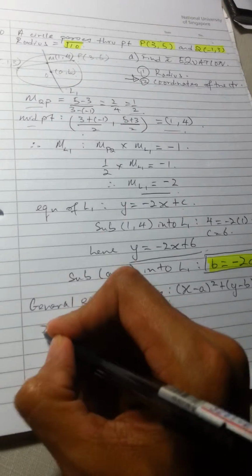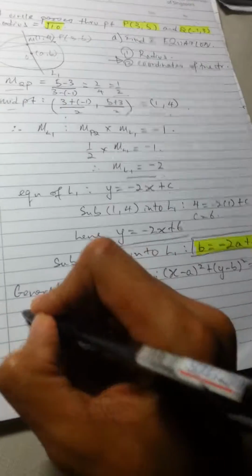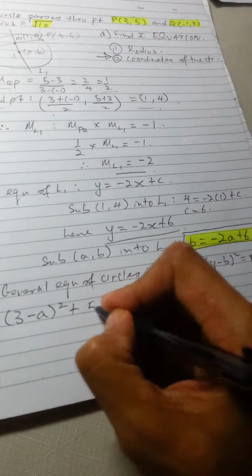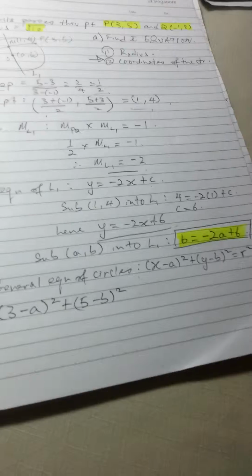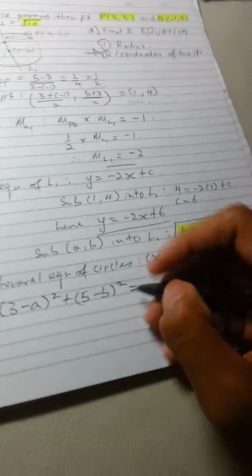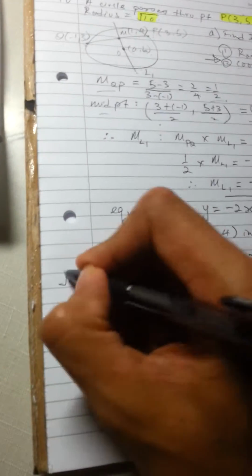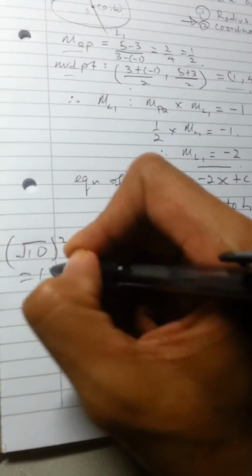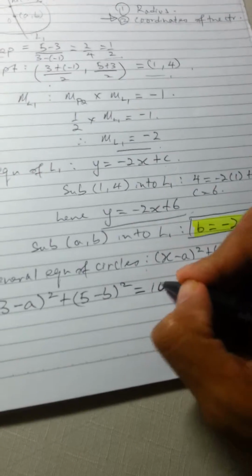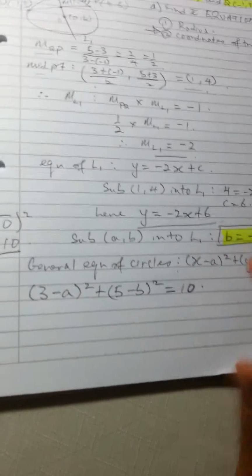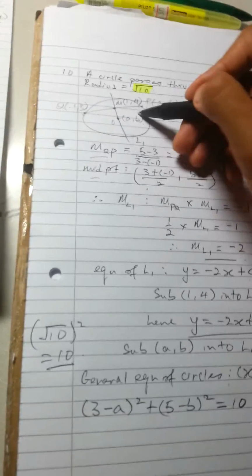X equals to 3 minus A, A is the unknown, is what we want to find, plus 5 minus B bracket square equals to, the radius is 10. Right, the radius is actually square root 10, right? But the radius has to be squared. So if you square root 10, you will get 10. I hope you know this. Okay, so this is the general equation. This is the equation of this circle.